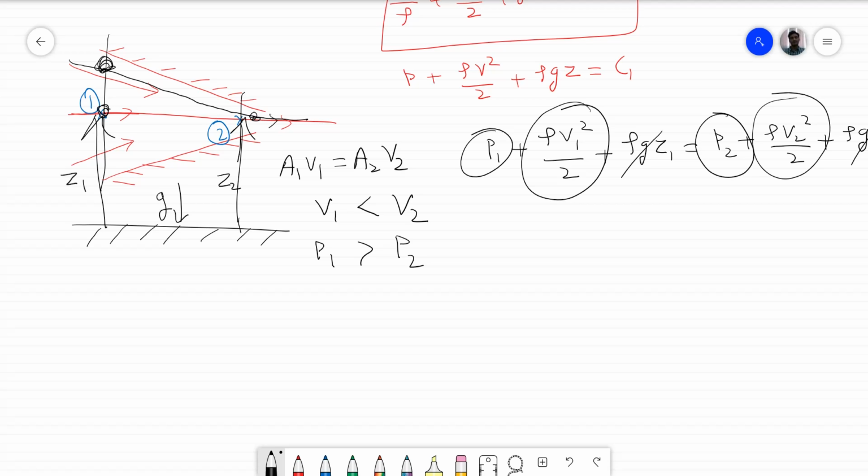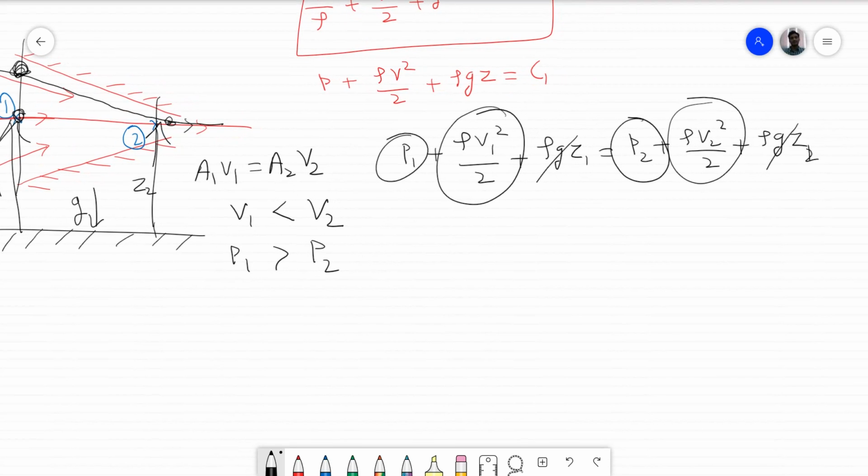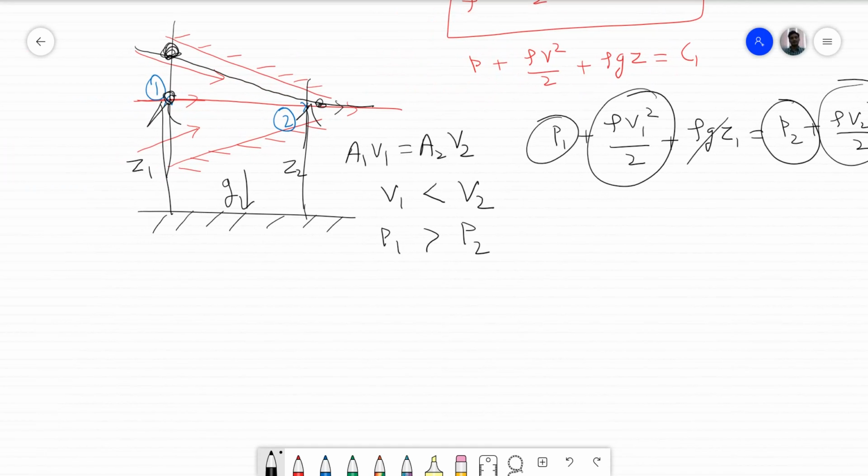And if you see that streamline, there are some elevation changes, but if it is a flow of air, then we can neglect those elevation changes as well, because rho g z1 and rho g z2 are very small terms as compared to the other terms in the equation, if the density is small enough. So for this central streamline, we can say that pressure at 1 should be more than pressure at 2.